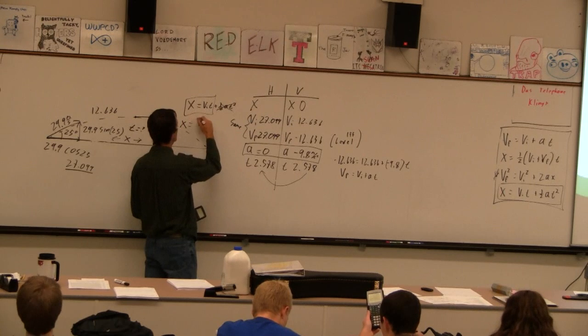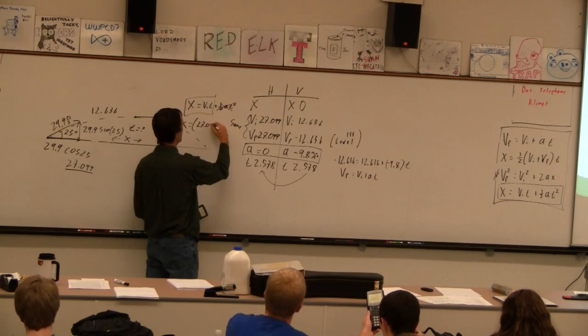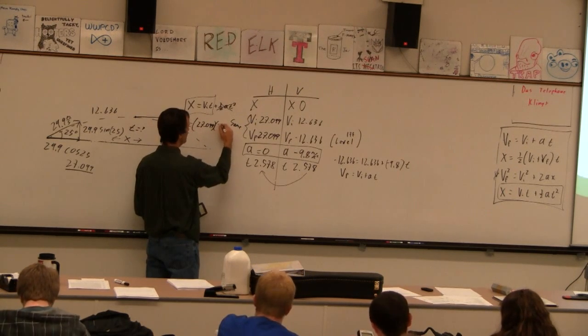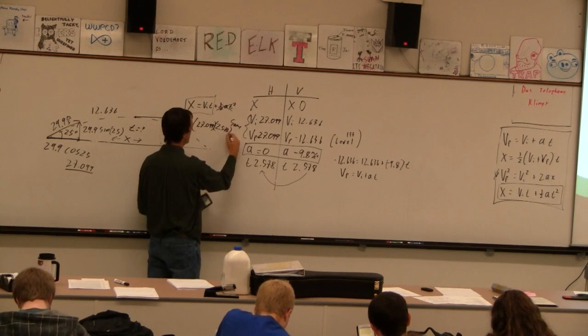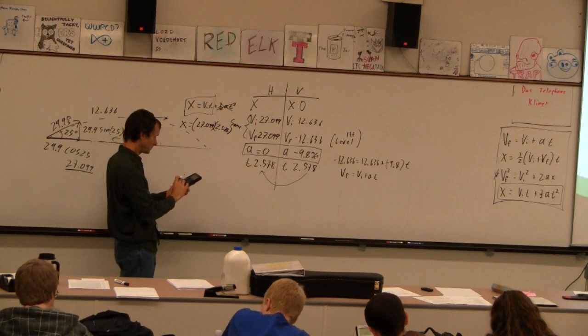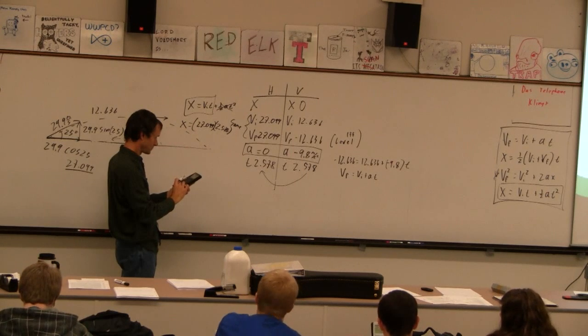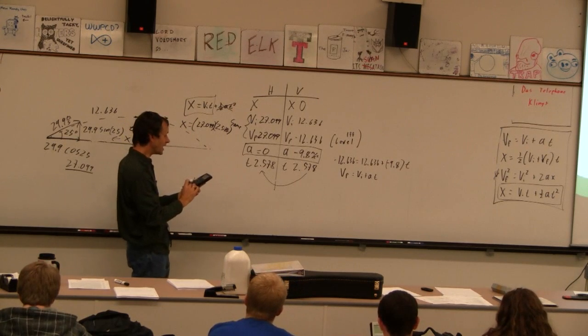So x is 27.099 times 2.578. So that's 69.9.